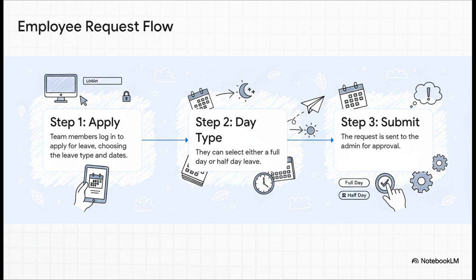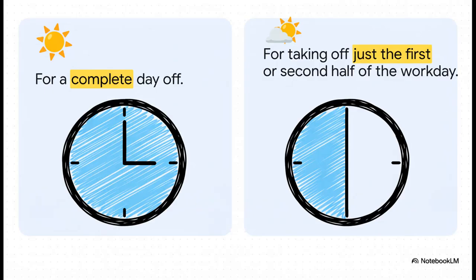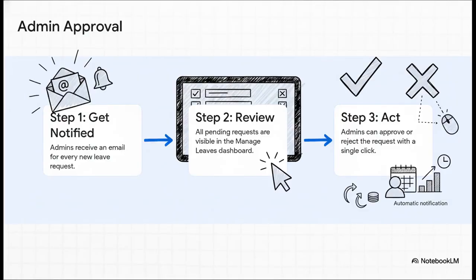They log in, pick the type of leave and the dates they want, and then choose if it's for a full day or just a half day. And that's it. One click to submit. No more guessing who to email or what form to fill out. And that half-day option is such a great touch. It's perfect for those times when you just need a morning off for a doctor's appointment or maybe want to leave early on a Friday. The system is smart enough to calculate the right deduction from their balance, whether it's for a full day or just half.